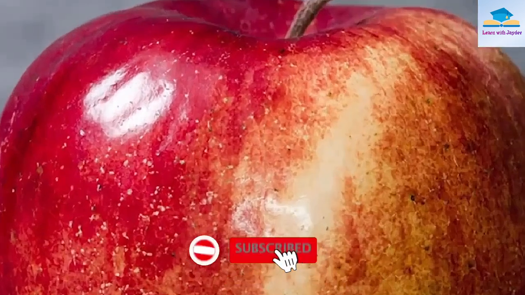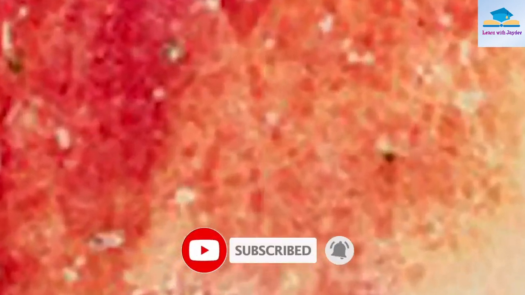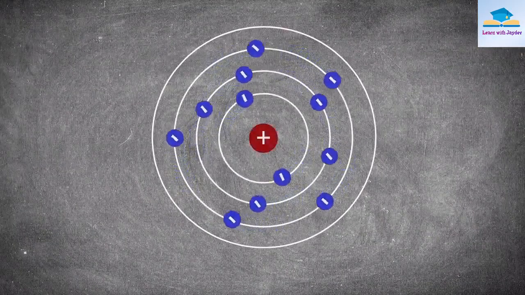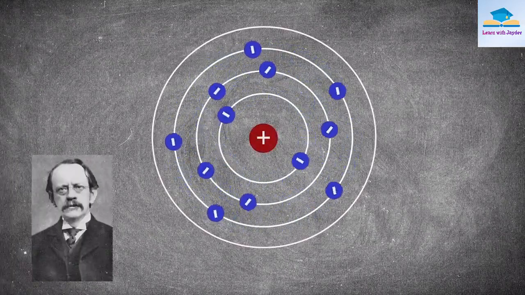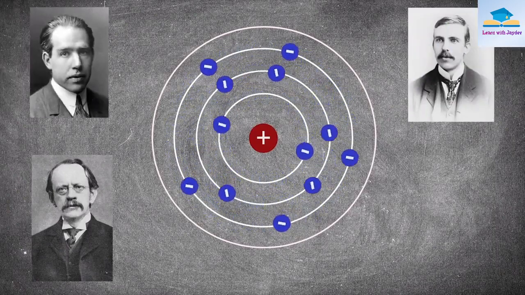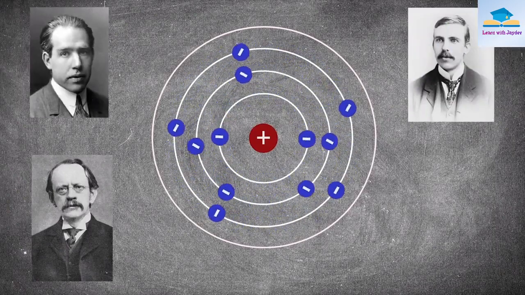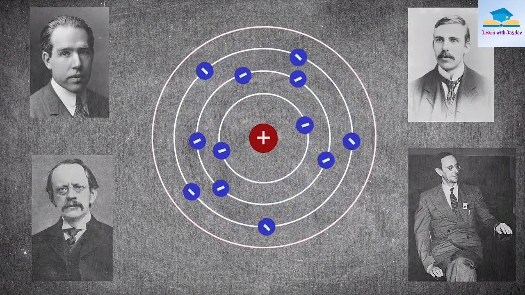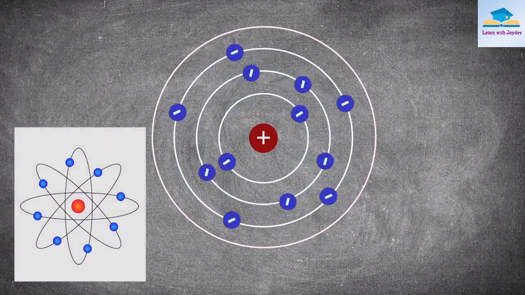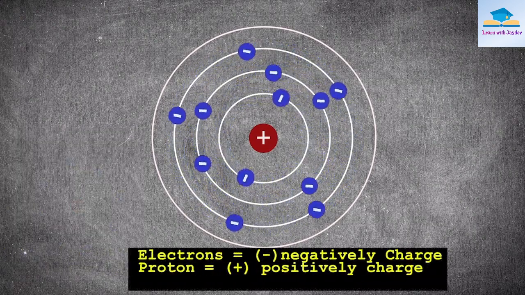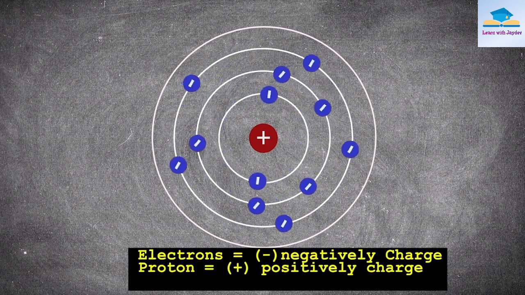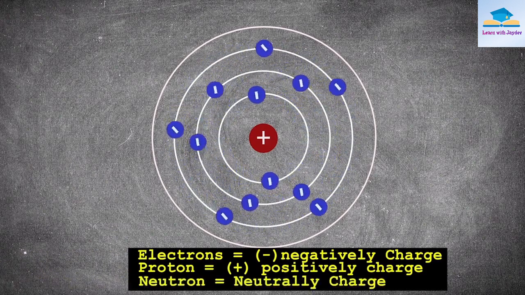We know that everything in this universe is made up of matter, and atoms and molecules are the building blocks of matter. After the subsequent discoveries of atomic model by J.J. Thomson, Rutherford, and Niels Bohr, and the discovery of neutron by Chadwick, now we know that the atom is made of negatively charged electrons, positively charged protons, and neutrally charged neutrons.